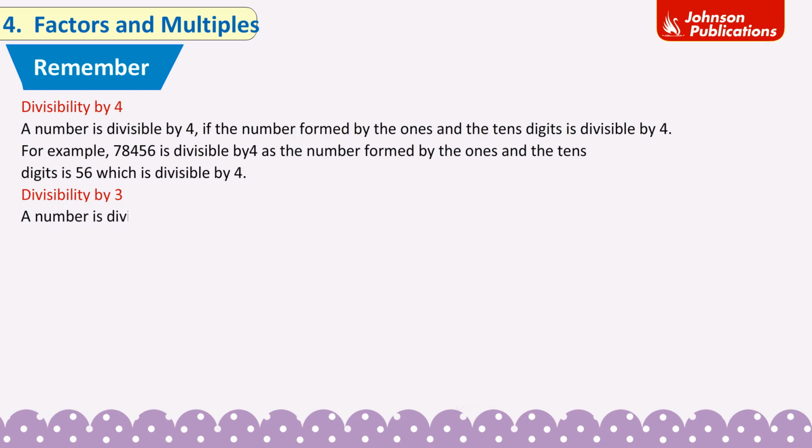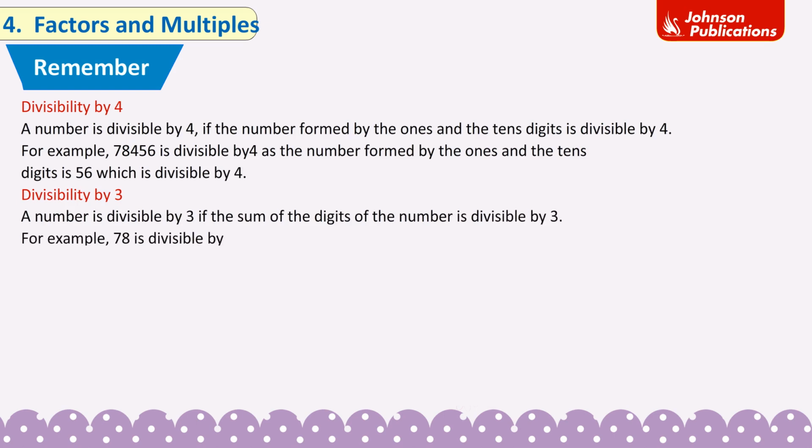Divisibility by 3. A number is divisible by 3 if the sum of the digits of the number is divisible by 3. For example, 78 is divisible by 3, since the sum of the digits 7 and 8, that is 15, is divisible by 3.